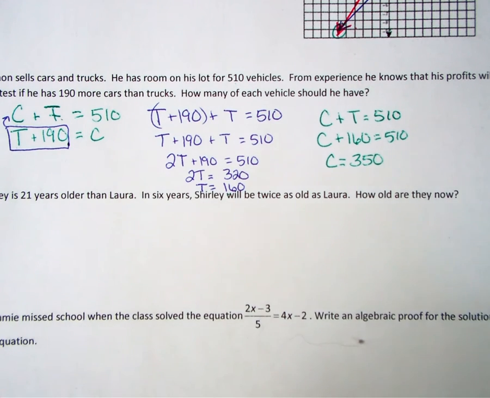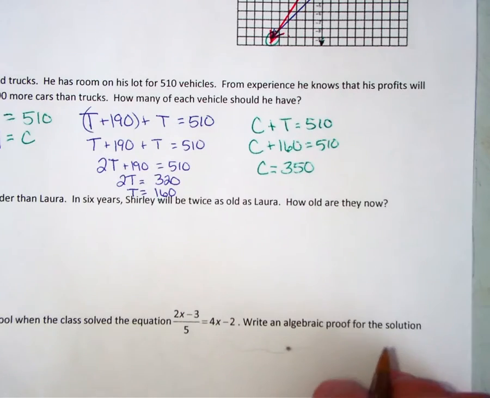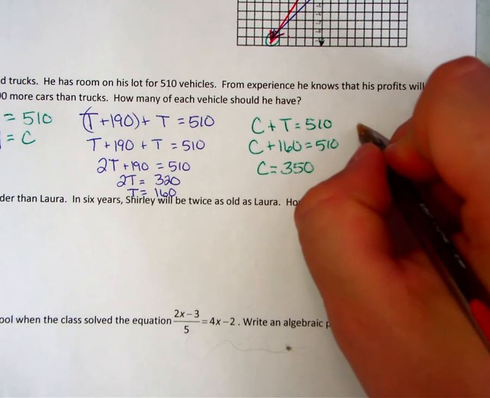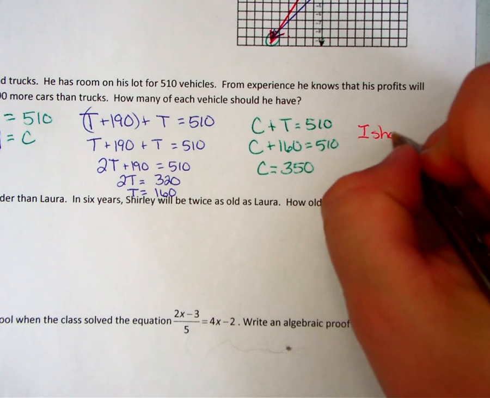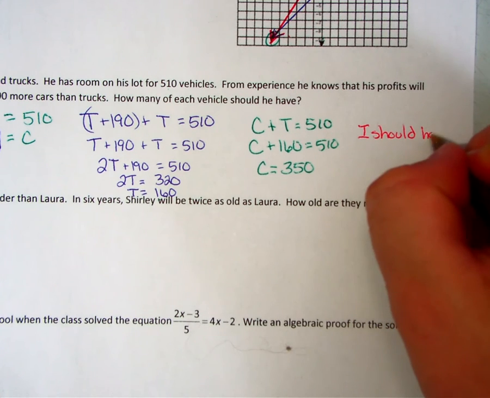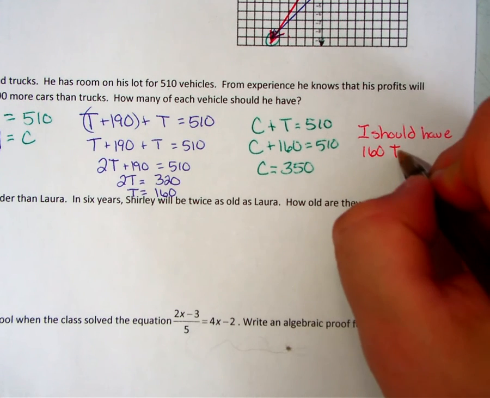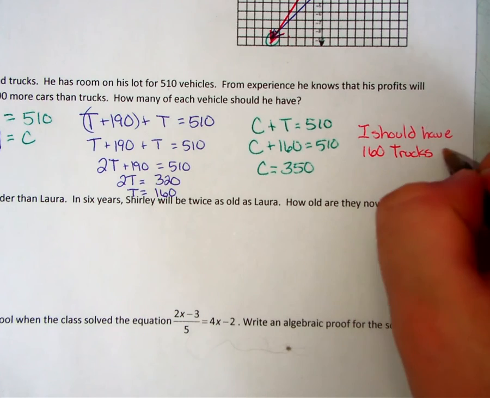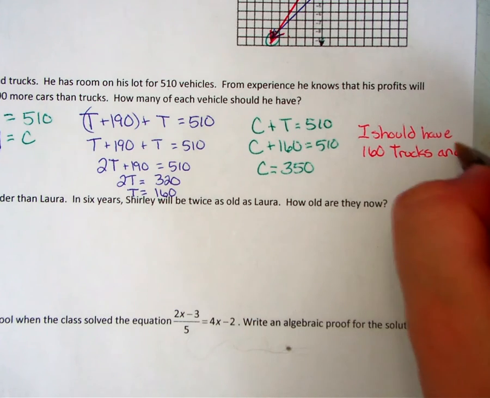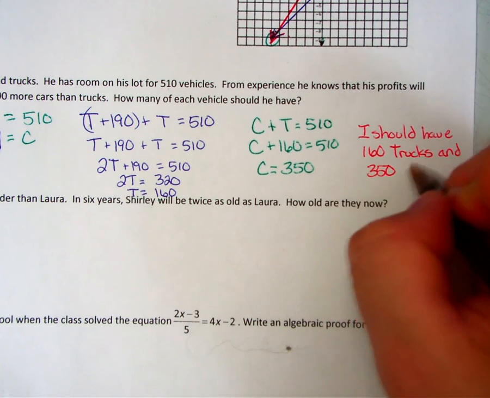How many of each vehicle should we have? I just need to write my solution. I should have 160 trucks and 350 cars.